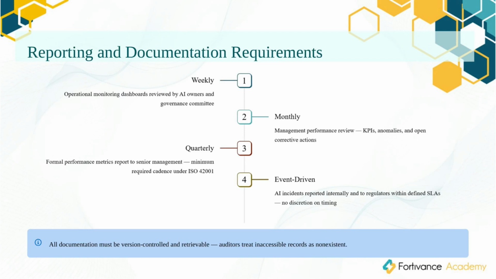It is about generating the right reports for the right audiences at the right frequency. Let me walk through the 4 main reporting streams your AIMS needs to maintain. Governance performance reporting to senior management covers KPI status, risk register changes, incident summary, audit finding status, and AIMS objective progress. Frequency, quarterly at minimum. Management review. A formal Clause 9.3 input covers all aspects of AIMS performance, produces decisions and action commitments. Frequency, at least annually, typically quarterly.